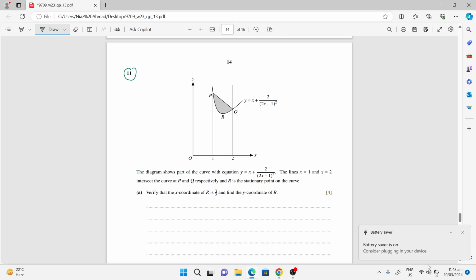Just a second. I need to plug my laptop charger. You start doing this part.